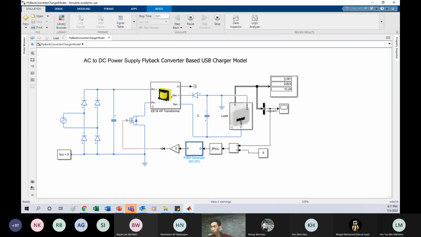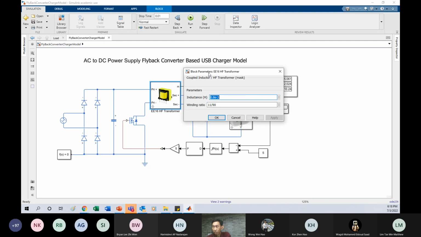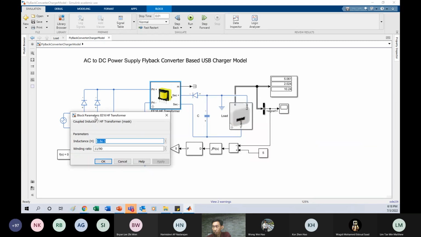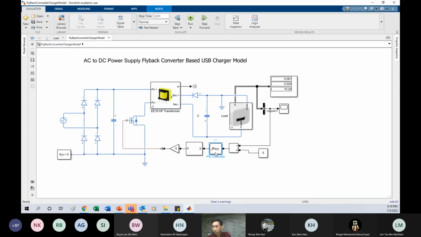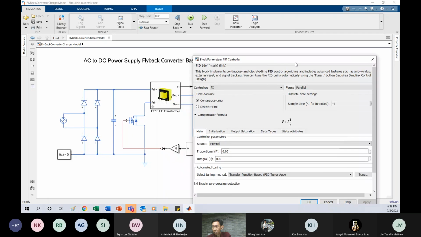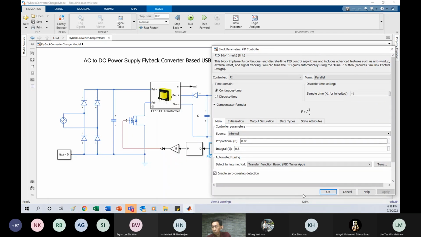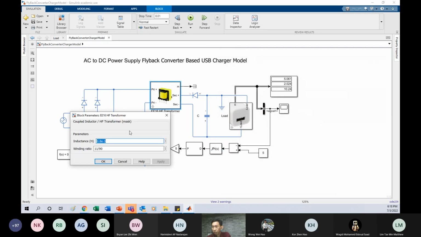So I have 5 volt, 2 amp, and that means this is a 10 watt charger. Okay, try to do this one. I'll leave this on so that you know the value of the inductor. I'm not sure I can open this at the same time. Oh, cannot. It won't show the P and I value. The important one is this one. Let me find the EE16 transformer.